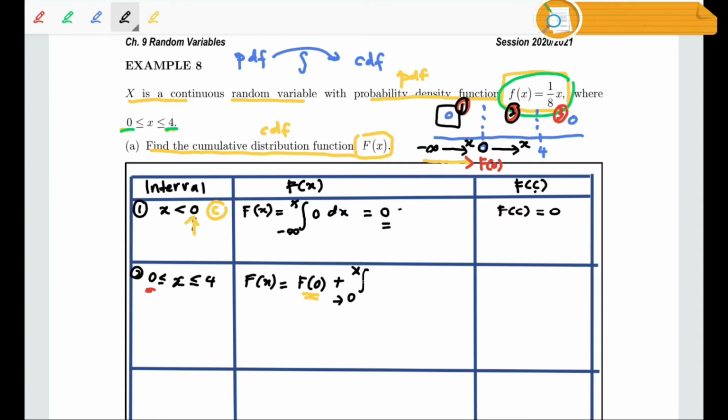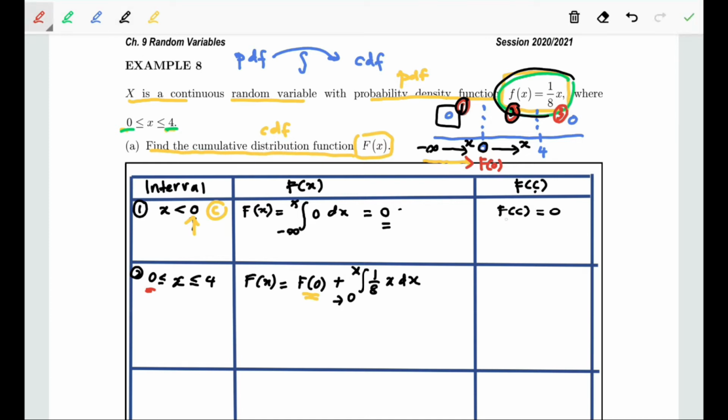So we're going to substitute what fx should be here. Since this is a non-zero area, where the function fx is located, we are going to integrate 1 over 8 x dx. So what's the value of f of 0? F of 0 comes from here. Alright, I made a mistake here. It should be f of 0, not f of c. So f of 0 from the first part, we have found out, is 0.